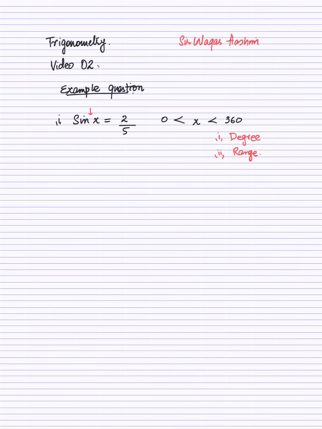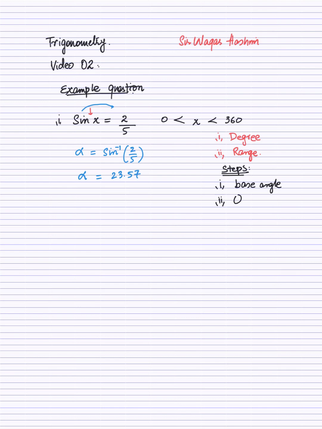After that, there are certain steps to complete this question, and I'm going to write down the steps. For the first step, you need to find alpha, that is, the base angle. How do you find the base angle? Simply shift your trigonometric function to the right side. So alpha equals sine inverse of 2 divided by 5. Now sine inverse of 2 upon 5 is 23.57. So that is your alpha.